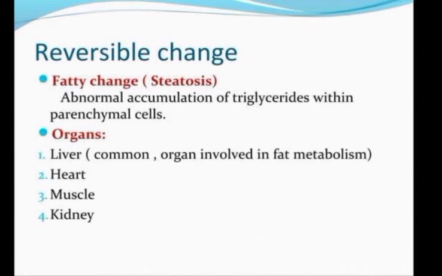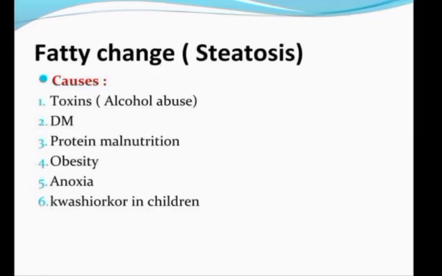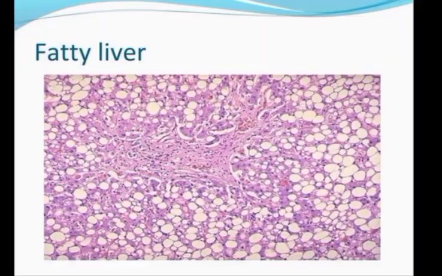Reversible change: there will be a fatty change, abnormal accumulation of triglycerides within the parenchymal cells. Mostly this happens in the liver, heart, muscles and kidney. Causes of fatty change: toxins, diabetes mellitus, where more metabolic wastes accumulate in the liver, protein malnutrition, obesity, anorexia, kwashiorkor in children.